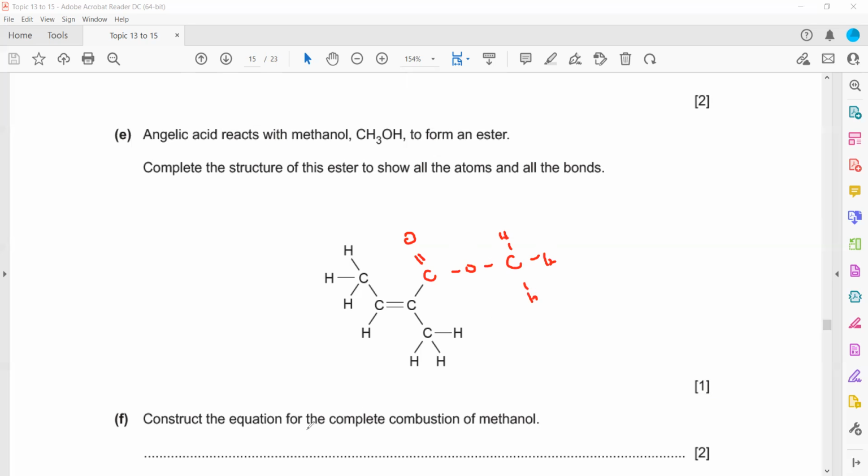Then construct the equation for the combustion of methanol. Whenever you're writing a combustion equation, the equation must be balanced.